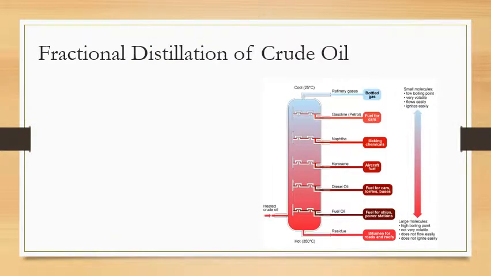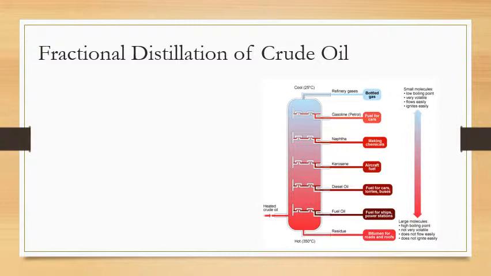So in terms of the fractional distillation of crude oil, this is how it occurs. You're heating the crude oil at around 350 to 400 degrees Celsius. You start off at a lower temperature, 25 degrees Celsius, and then basically you're capturing these fractions.